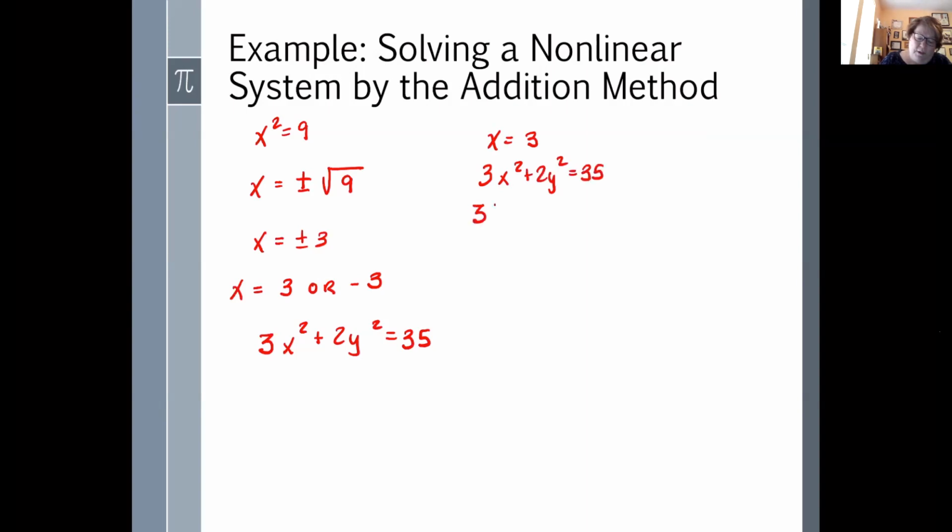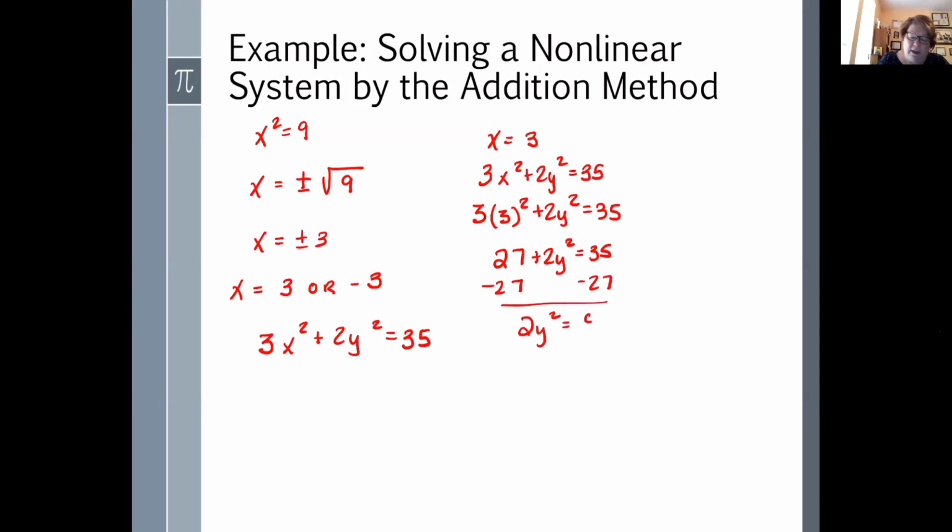So I get 3 times 3 squared plus 2y squared equals 35. 3 squared is 9. 3 times 9 is 27. So I have 27 plus 2y squared is 35. I'm going to subtract the 27 from both sides, and I have 2y squared equals, I believe that's 8. Divide both sides by 2. y squared equals 4. Take the square root of both sides. So y is plus or minus the square root of 4, which is 2, plus or minus 2.